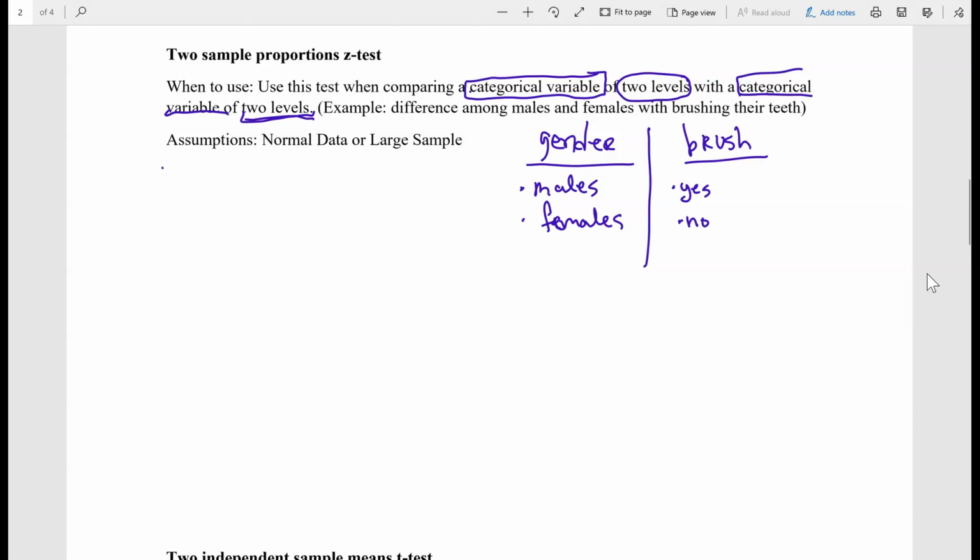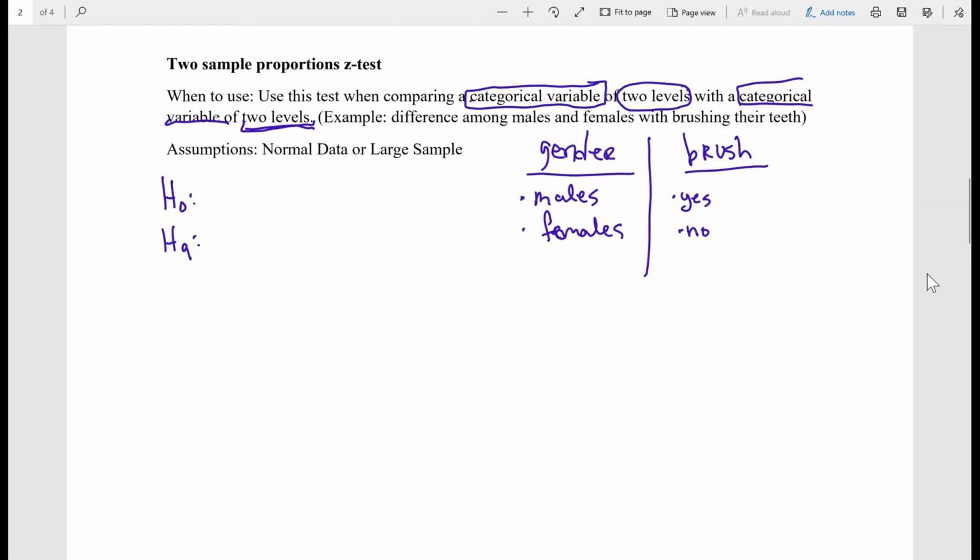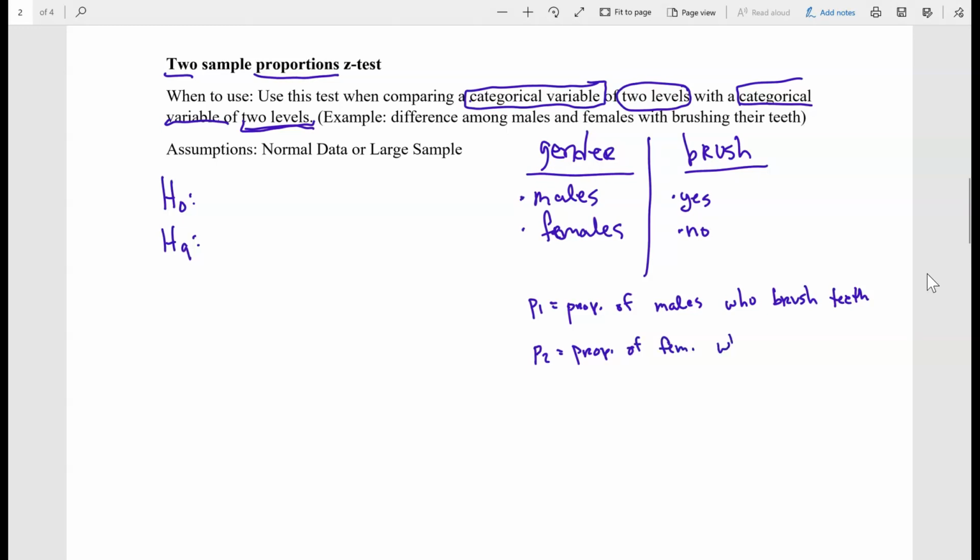So the way that we do that is you first have to set up, as usual, your null and your alternative hypothesis. Now, the way that we compare two different things is by giving them two different names. So one way to do it is saying P1 and P2 are going to be two different proportions. That's why we have two sample proportions. So P1 is going to be the proportion of males who brush their teeth, and P2 is going to be the proportion of females who brush their teeth.